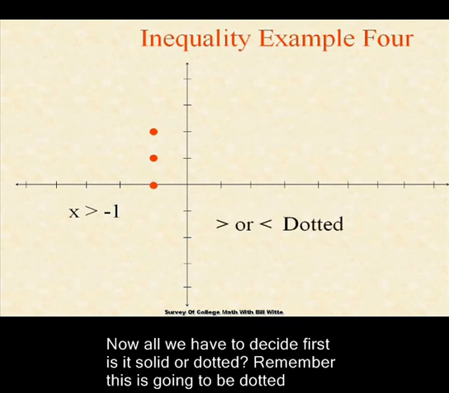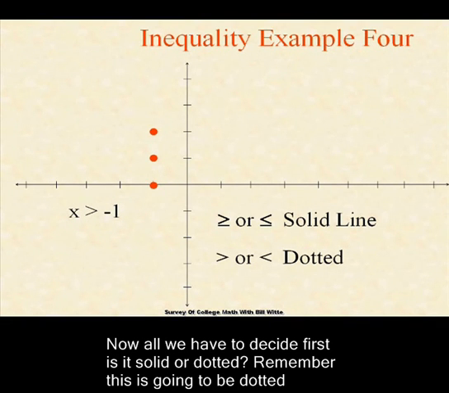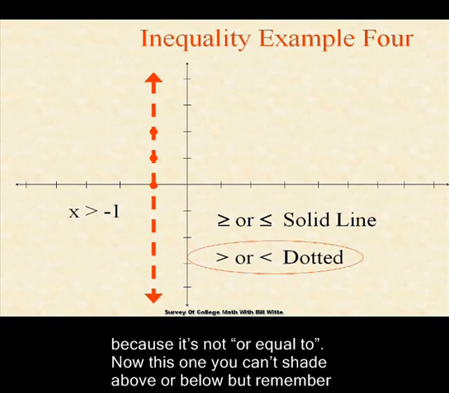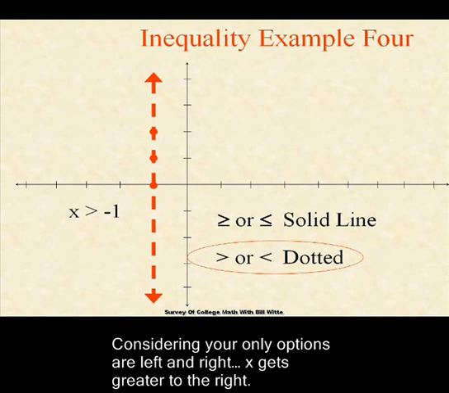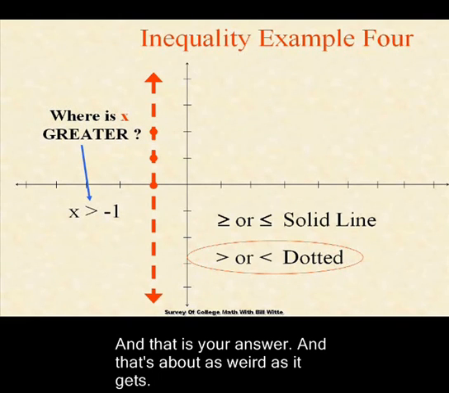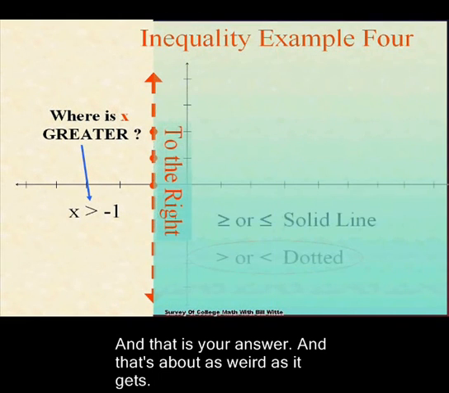Now all we have to decide first is, is it solid or dotted? Now remember, this one's going to be dotted because it's not "or equal to." Now this one you can't shade above or below, but remember we're not talking about y, we're talking about x. Where does x get greater, considering your only options are left and right? Well, x gets greater to the right, and that is your answer. Okay, and that's about as weird as it gets.